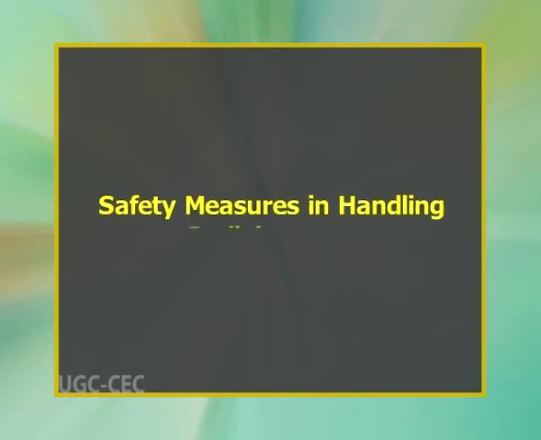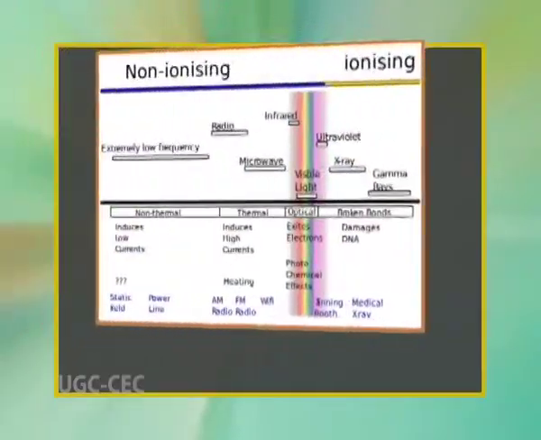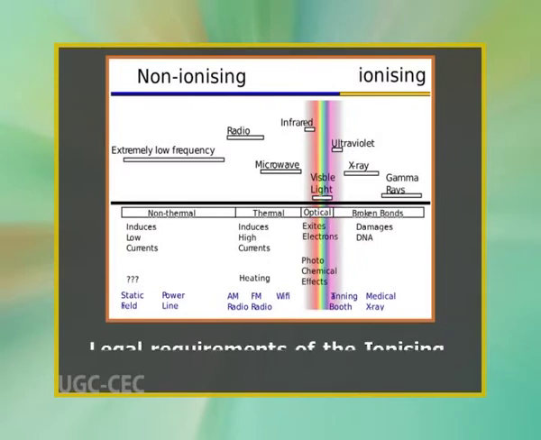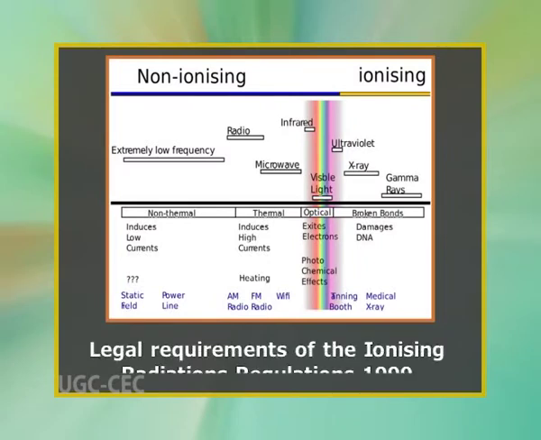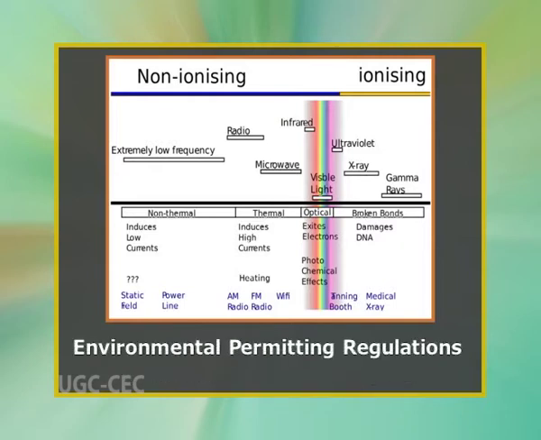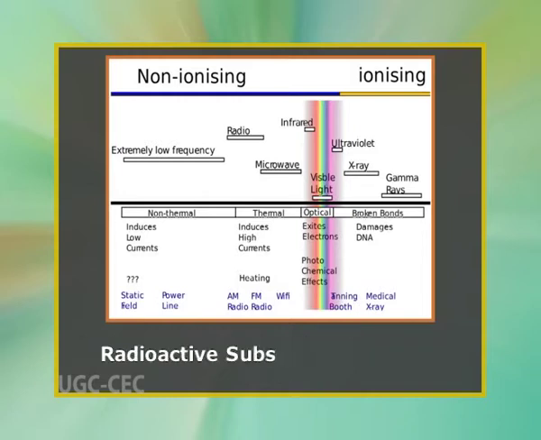Coming to safety measures in handling radioisotopes. The use of radioisotopes is governed by very strict legislation. Work with ionizing radiations is governed by the legal requirements of the Ionizing Radiations Regulations 1999 and the Environmental Permitting Regulations 2010, which supersede the Radioactive Substances Act 1993.